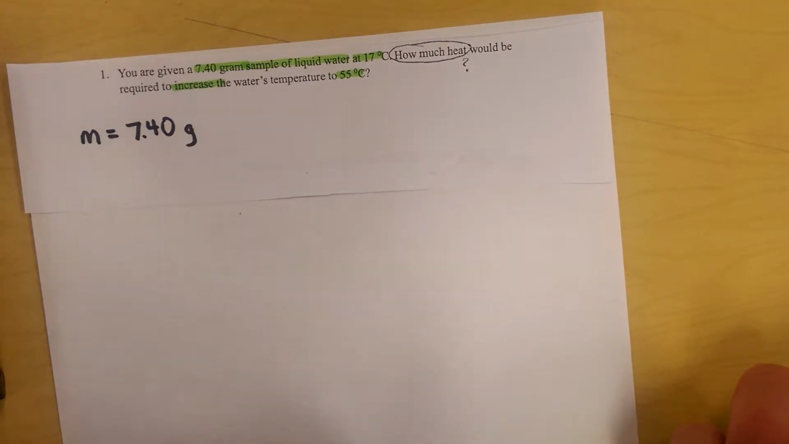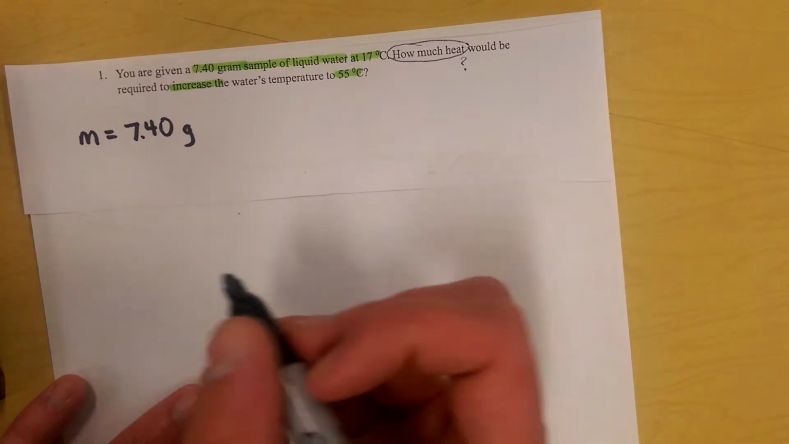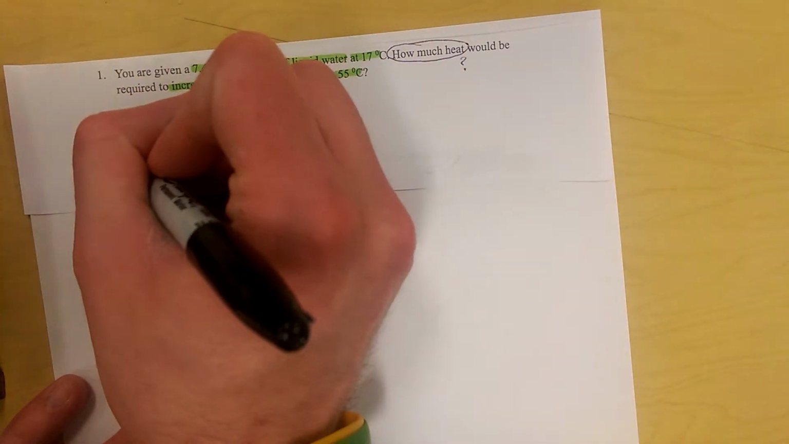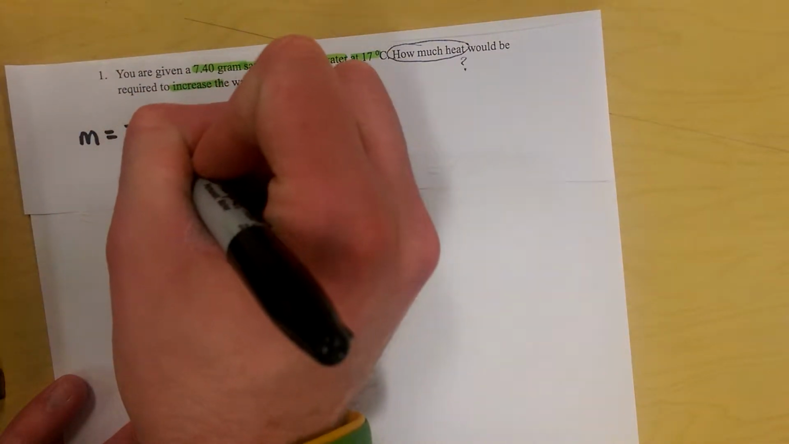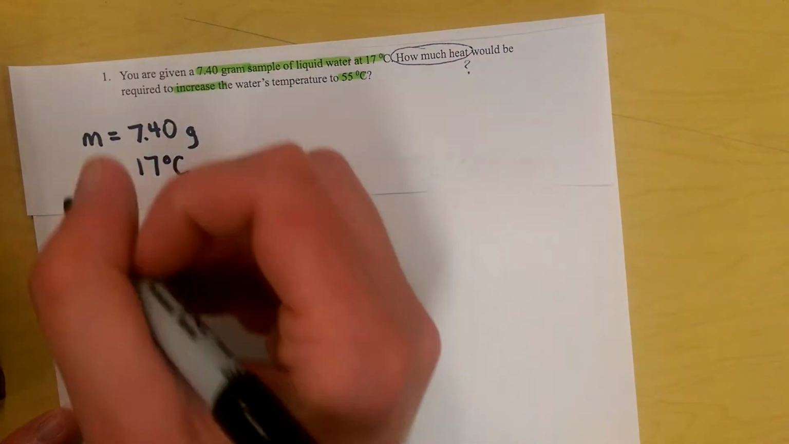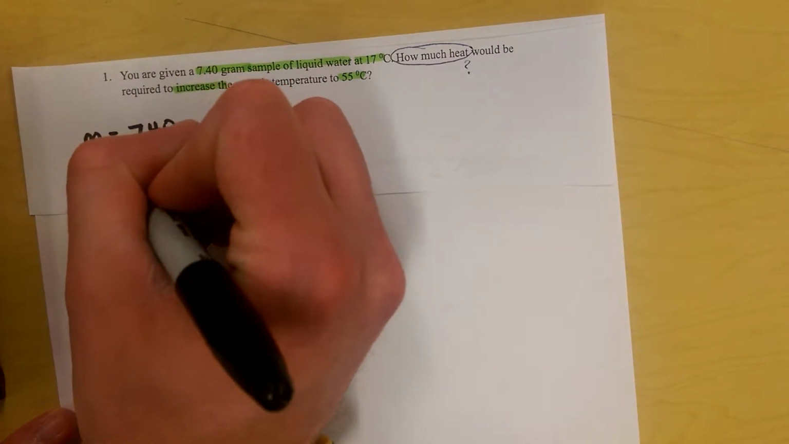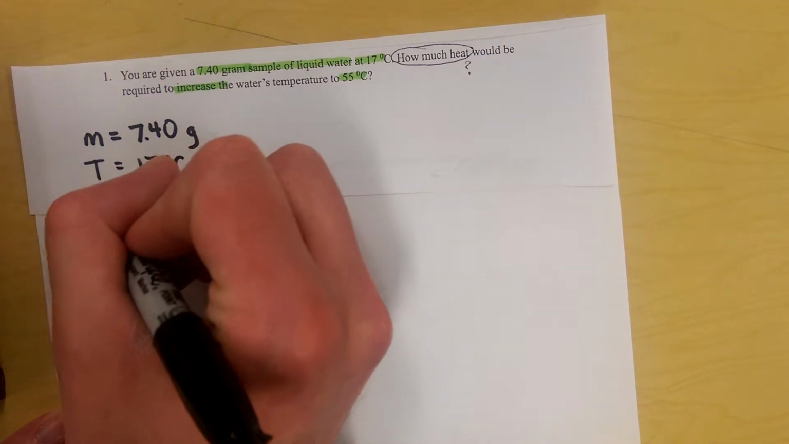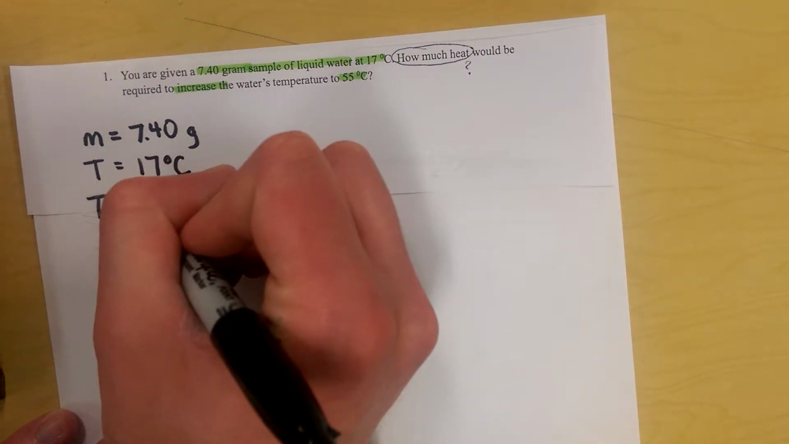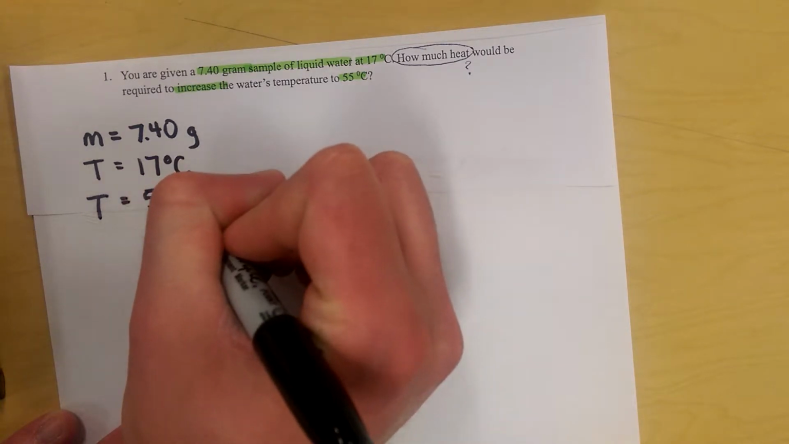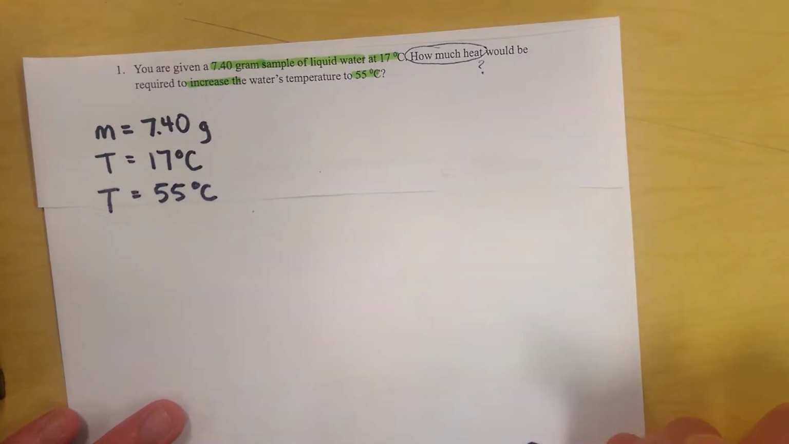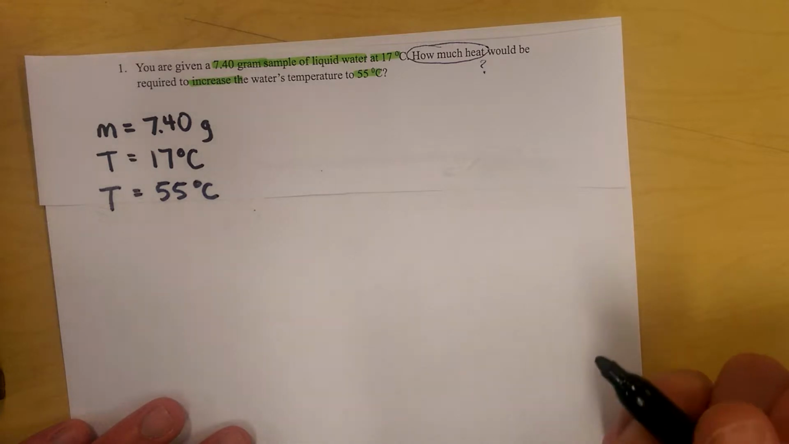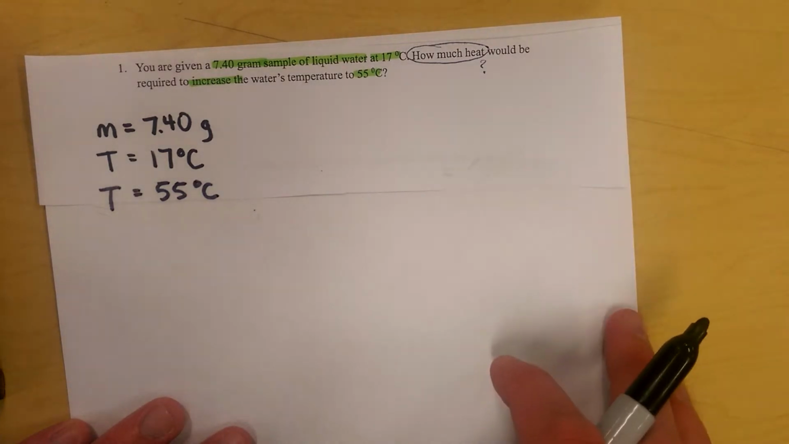Continuing on, the next thing I see is that we have this 17 degrees Celsius value. So 17 degrees Celsius is a temperature. We just have to decide whether that's the starting temperature or the ending temperature, because one of the other important pieces of information that they give us is that 55 degrees Celsius. So we have two temperatures that are given, and we have to decide which one is our ending temperature and which one is our starting temperature.